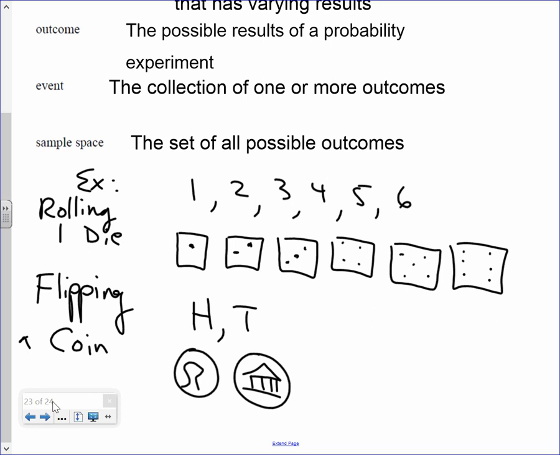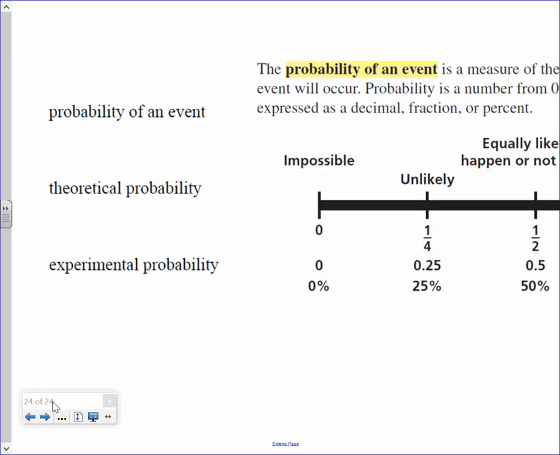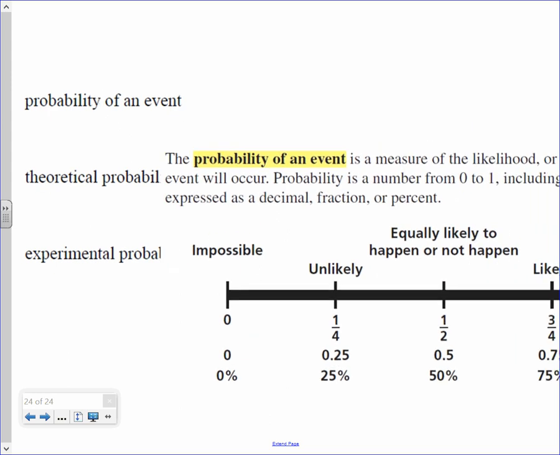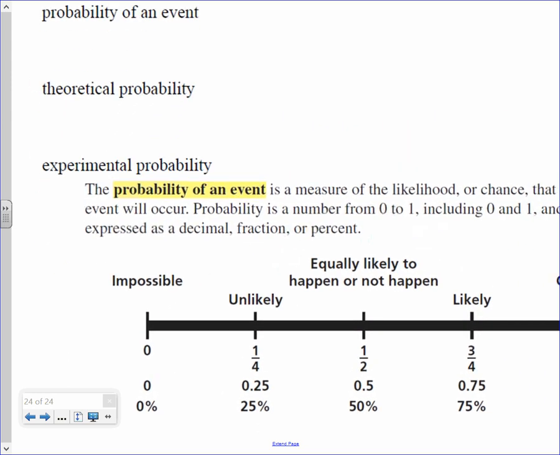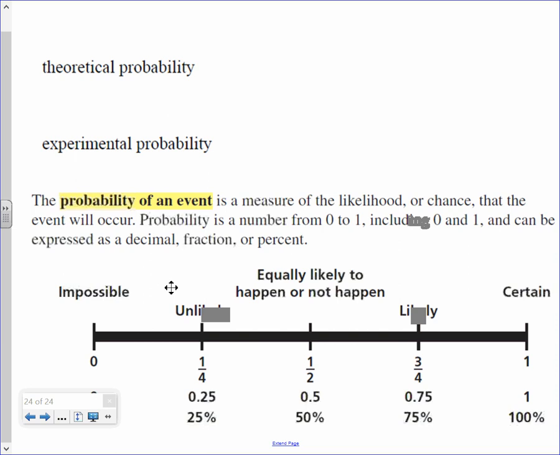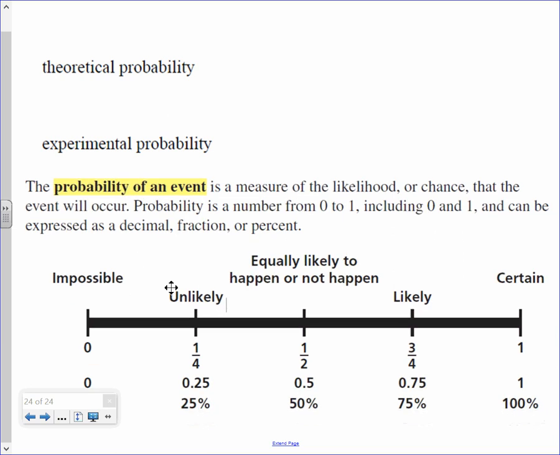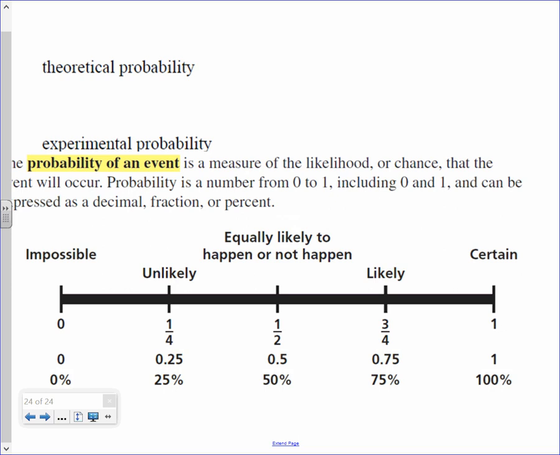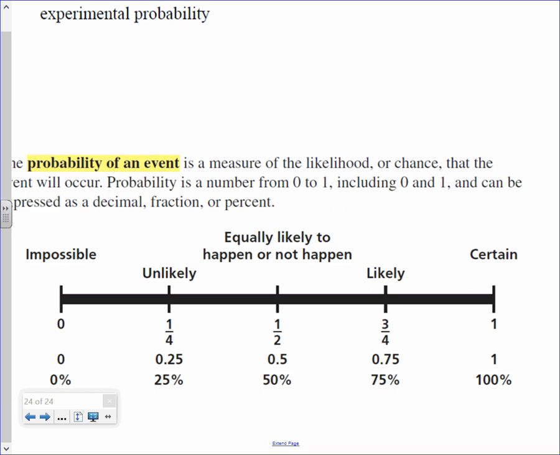Grab a note guide. Here we go. Next word is the probability of an event. Now, this one is a big one. For the probability of an event, go ahead and write this just by the definition, but put this picture in the back of your note guide. In other words, a scale. So this is for the probability of an event right here.